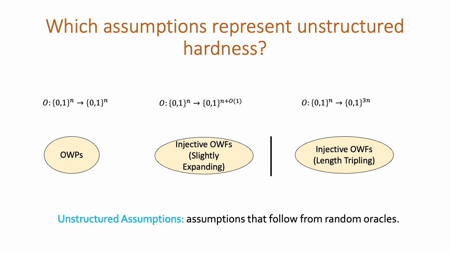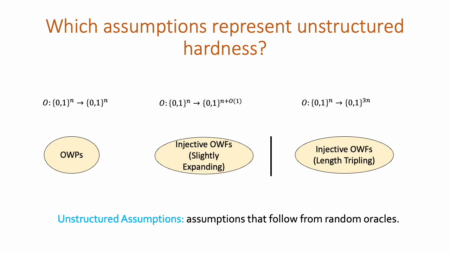Now, say that we have a random function from n bits to n bits. The chances that such a function is a one-way permutation are extremely unlikely. Similarly, if we have a function that is slightly expanding, so let's say n to n plus c bits for some constant c, such a function is also unlikely to be an injective one-way function. In fact, we have no known way to construct any of these objects even by post-processing a random oracle.